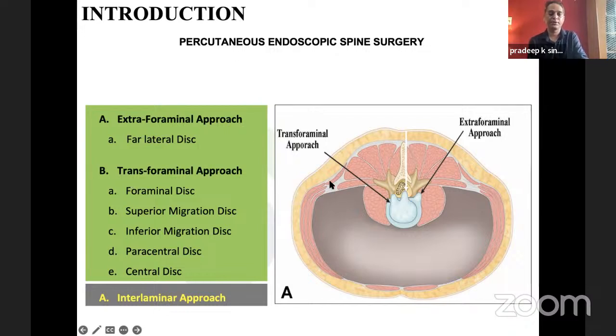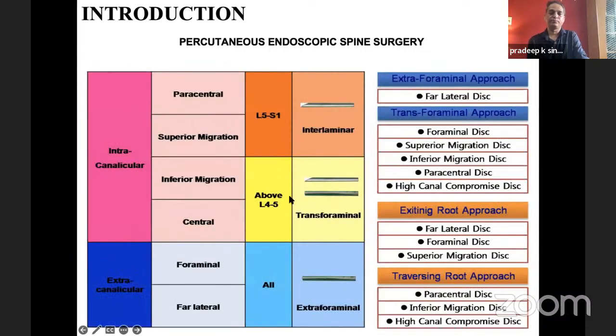The transforaminal approach is the approach for the foraminal disc or the superior migrated or inferior migrated disc, paracentral or central disc. Now, these are some approaches for when you're going inside the canal or when you're remaining outside the canal. If the disc is far lateral or foraminal, you don't need to go inside. Your pathology is right in front of you. You don't need to enter the disc. Once the pathology is paracentral or superiorly migrated or central disc, then you have to go inside the canal. And if it is L5S1 for paracentral or any sort of pathology, interlaminar, I think, would be the procedure of choice rather than transforaminal.